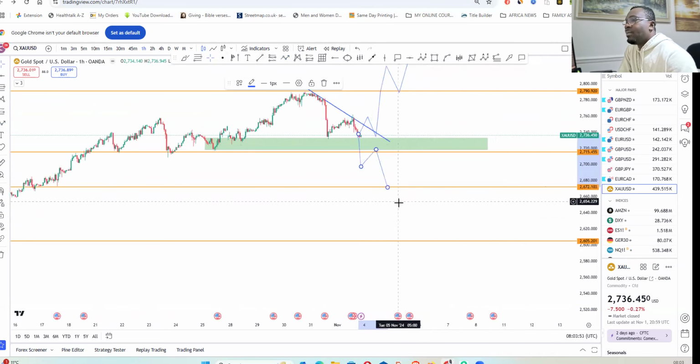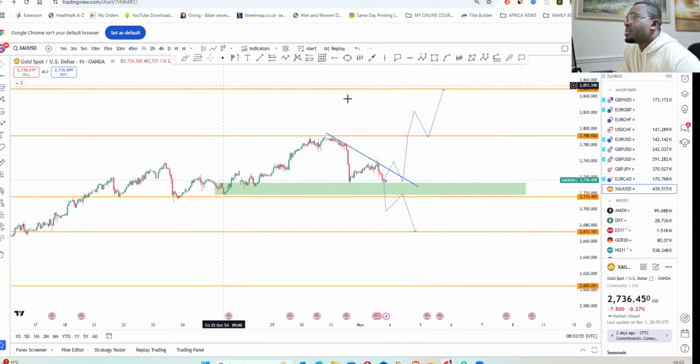For that reason, these are the positions that I'm going to be looking at on this pair. Please watch them, pay attention to the key areas that are marked and the trend lines that are marked, and this will help you to take your positions.